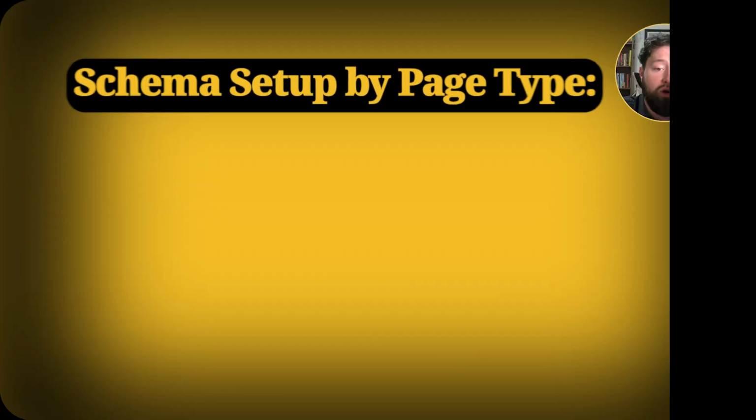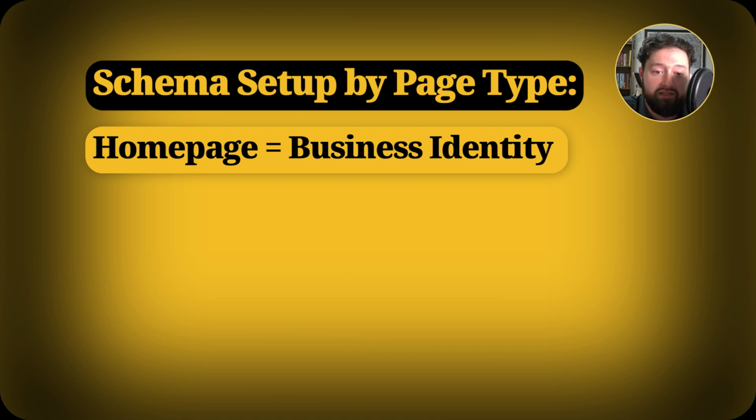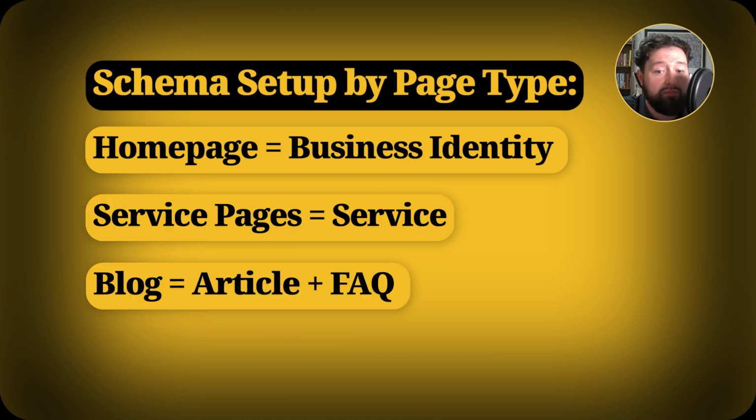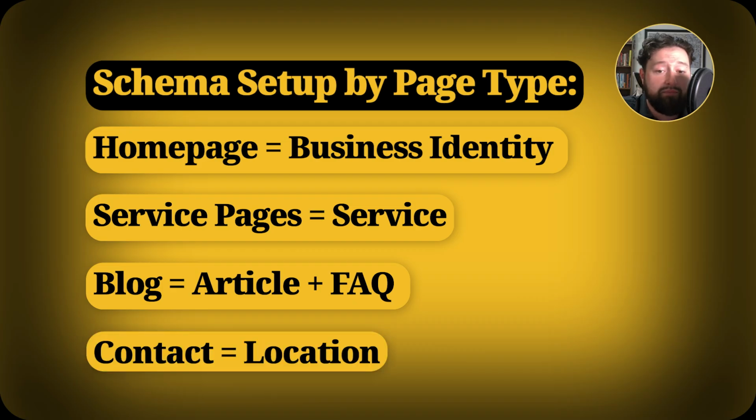Regardless of your business type, here is a simple rule of thumb. Your homepage gets your main business identity. Each service page gets service schema. Blog posts get article schema plus FAQ schema. Your contact page gets your location details and contact page schema.